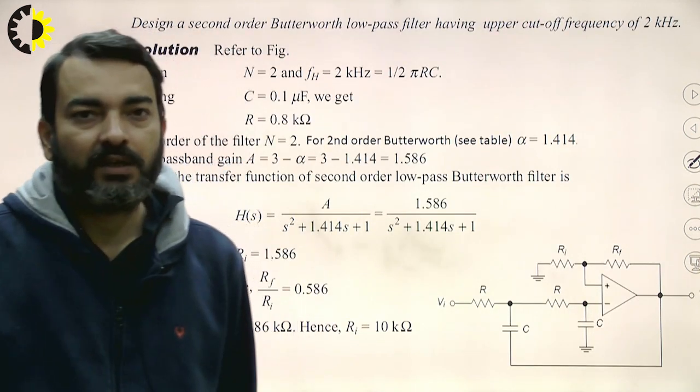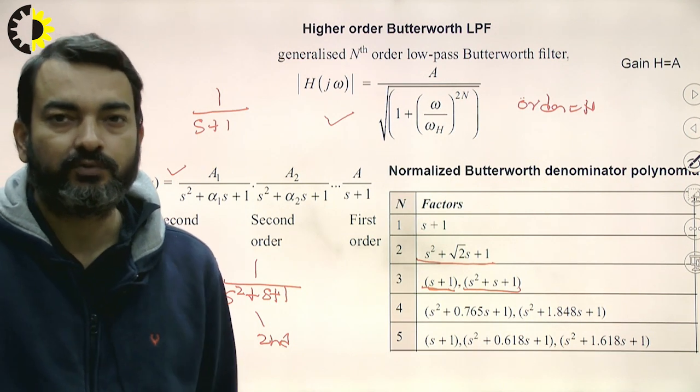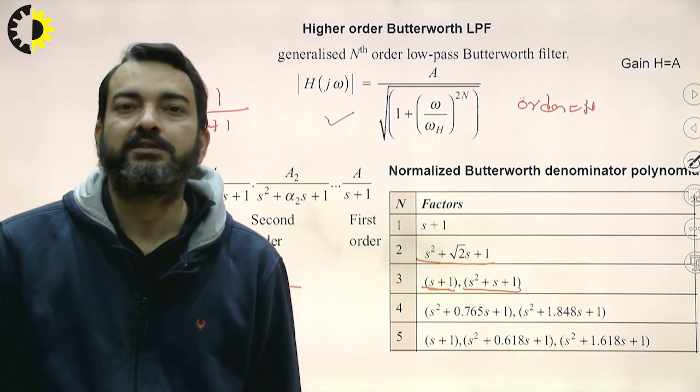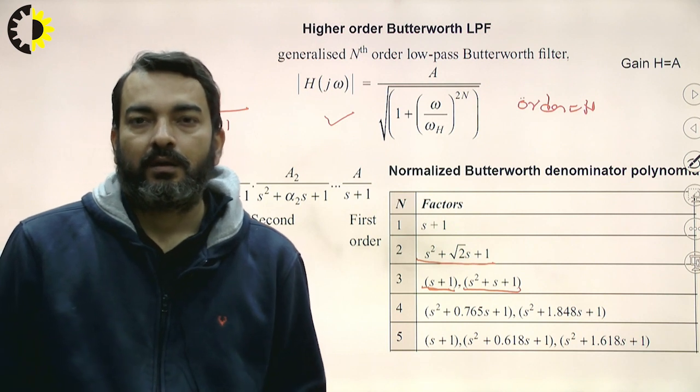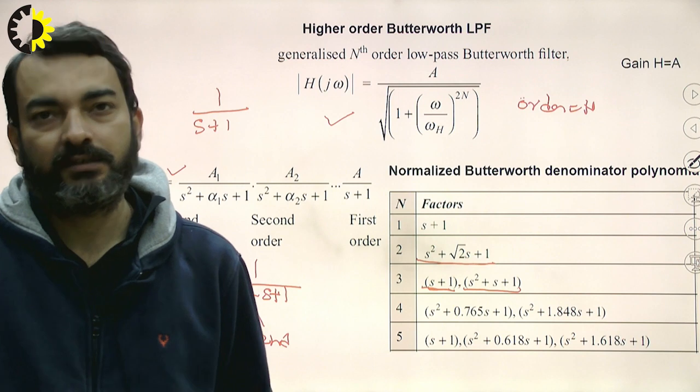So today we will discuss up to this point. In next class we will see a few numericals, and we will see the second order high pass filter and KHN filter.